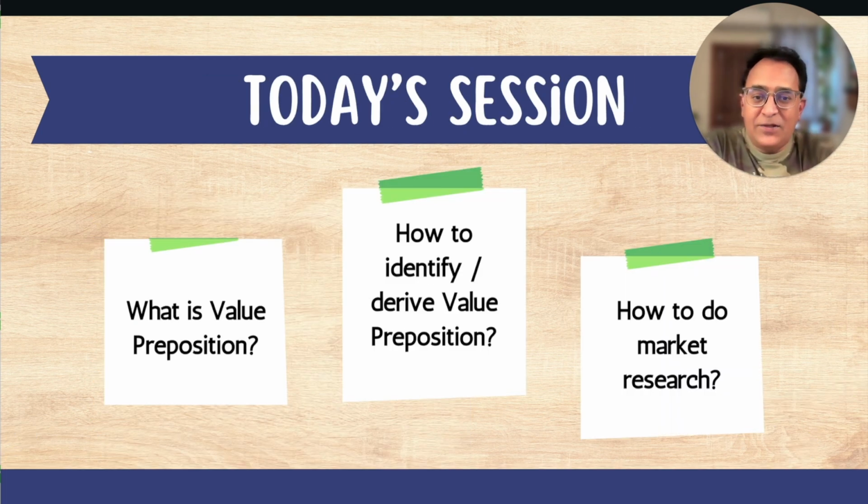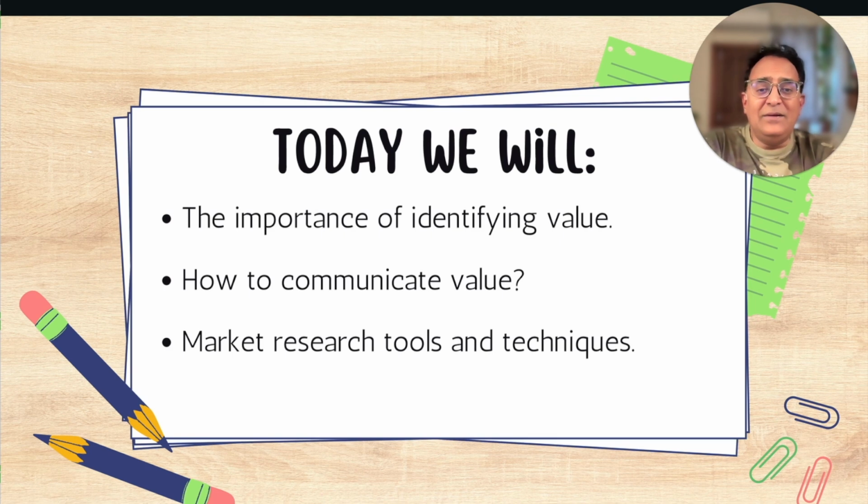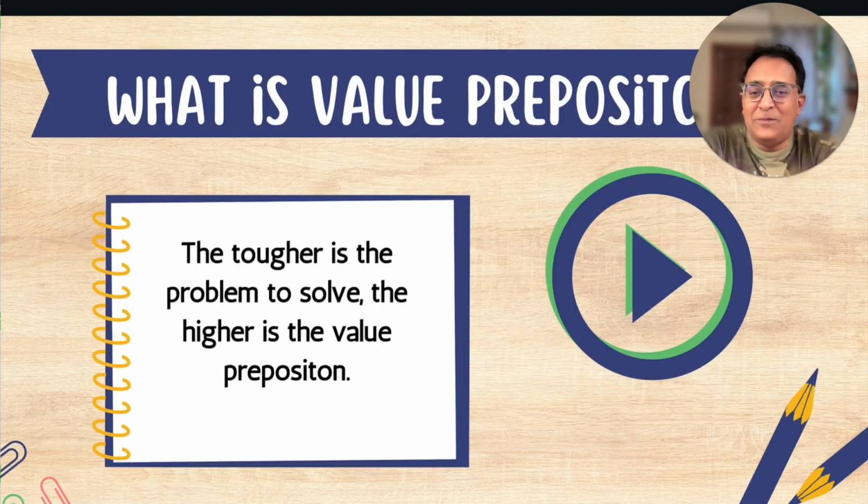Today we will look at three aspects. What is a value proposition? How do you identify a value proposition? And how do you do market research? These are the three things I'm going to talk about in today's session. The importance of identifying value. I talked about identifying the ideal customer. Now we need to focus on identifying the value. Then we need to understand how to communicate the value. And last but not the least, we will also look at a few market research tools and techniques before we end the session today. What is a value proposition?